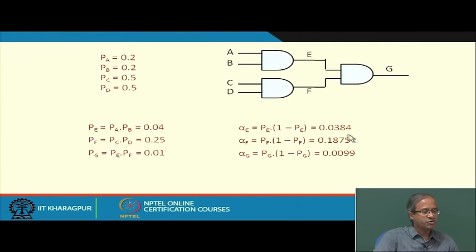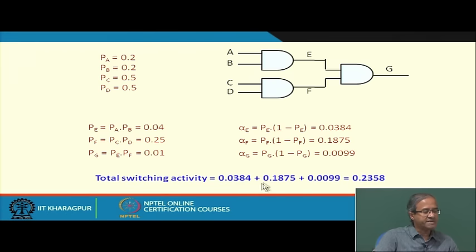If you calculate now alpha E, alpha F and alpha G, you will see the values are coming like this, where the value of alpha F is significantly higher, and the total signal activity is also much larger. In the earlier case it was about 0.06 something, here it is 0.23. So, from the point of view of power dissipation, this is a very bad technology mapping.